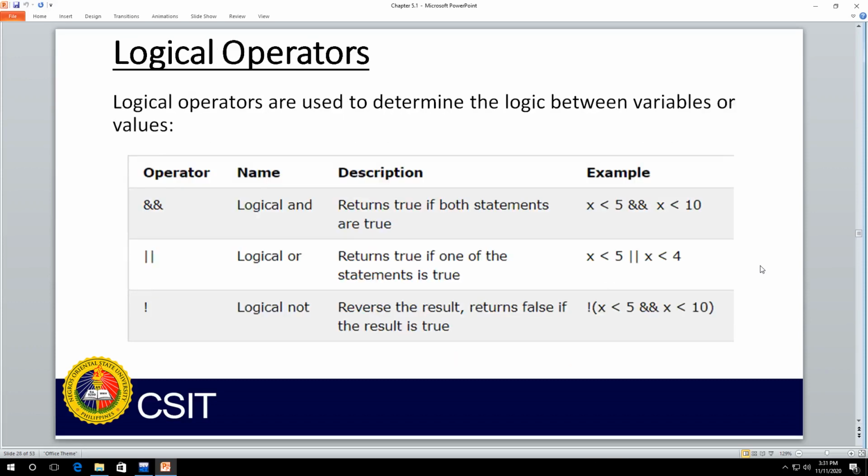Now for the logical operators. Logical operators are used to determine the logic between variables or values. This one, the double ampersand, is what you call logical AND. It returns true if both statements are true. Like this one: x is less than 5 and x is less than 10. So we put that in the program.